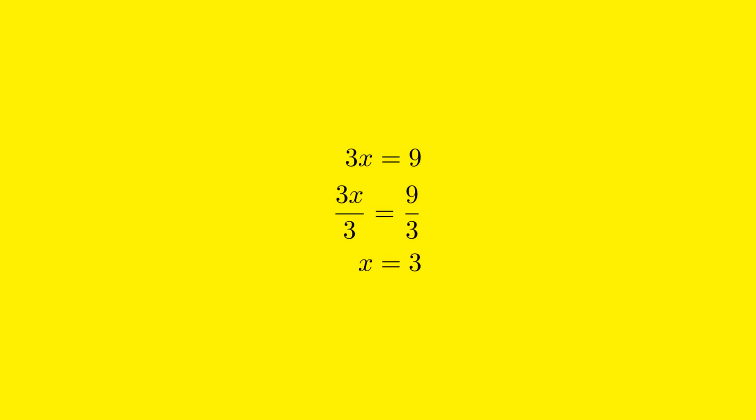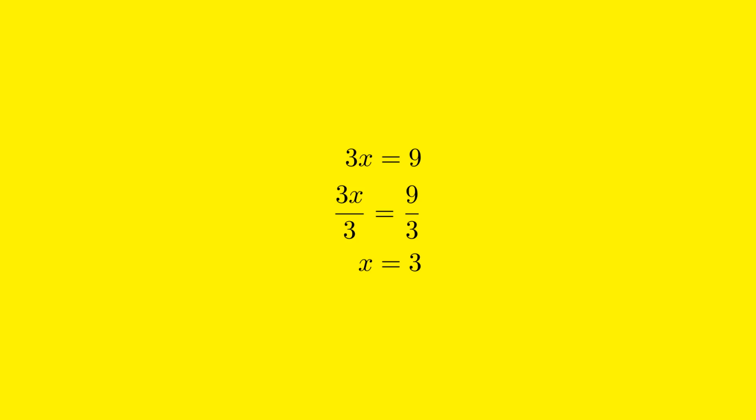To further isolate the variable x in our simplified equation 3 times x equals 9, we need to eliminate the coefficient, which is the number 3 in front of x. Our goal is to have x alone on one side of the equation. To do this, we perform the opposite operation of multiplication, which is division. Therefore, we divide both sides of the equation by 3.